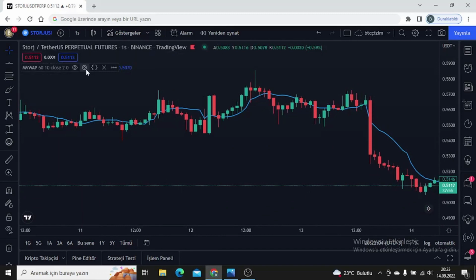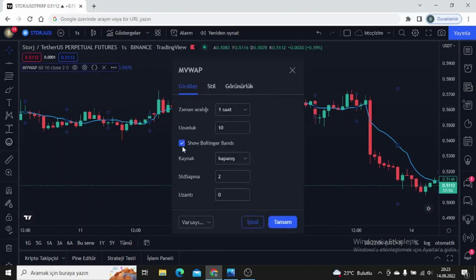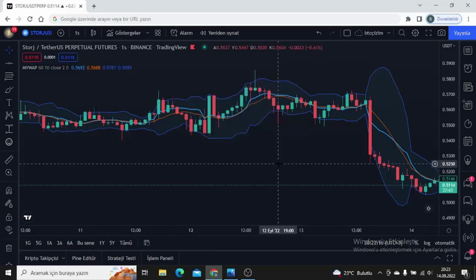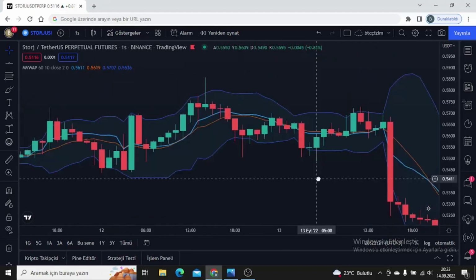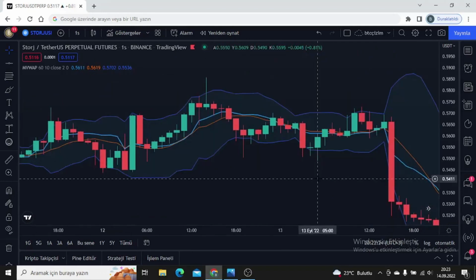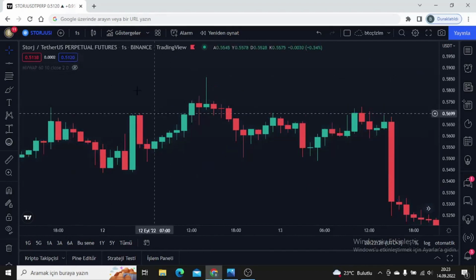First, I click once on the input settings here. With the second click, the Bollinger Band is automatically displayed. And here I click OK. Now there is something we should pay attention to when using it. The Bollinger Band plays a very important role here. Why does it play such an important role?